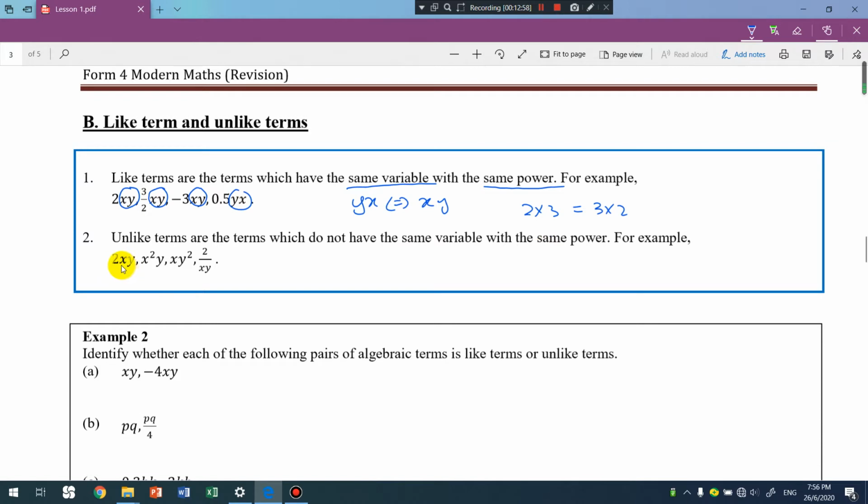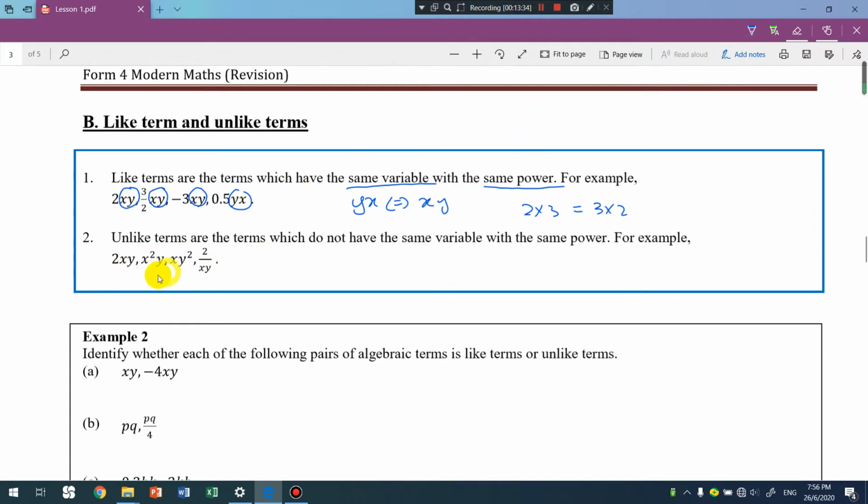Now we look at this xy. So this is x squared y. Yes, these two have the same variable, which is x and y. But the problem is the x here is raised to power 2. The x here is only raised to a power of 1. So they have the same variable, but the power is different. So they are considered as unlike terms. Try to look at this too. Remember, like terms: same power, same variable.